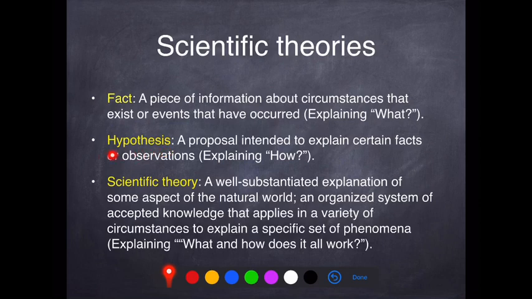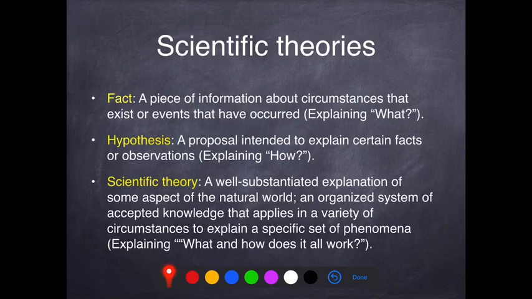A hypothesis, this is what we work with most often. It's a proposal. It's an educated guess about what might have happened. It's intended to explain facts or to explain observations, things that you've seen. A theory, this is where we have a bunch of hypotheses that have been tested. We have a number of facts that have been shown to be true, and we put those all together in some kind of explanation about the natural world.